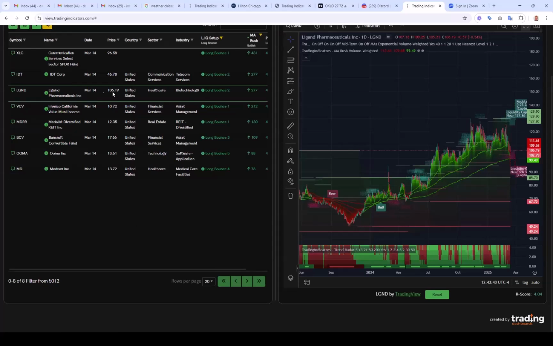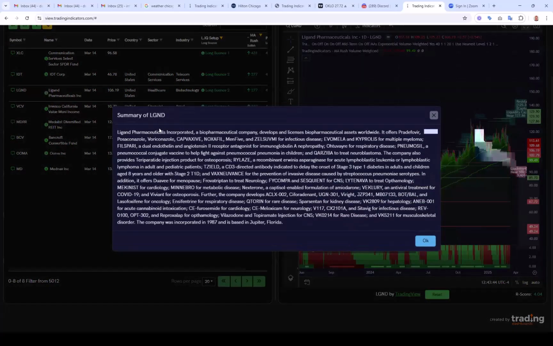And if I want additional information, I click on this info box here and I can see this one develops and licenses biopharmaceutical assets worldwide. Yeah, and you can see which drugs this stock actually manufactures. This company is quite interesting. All right, and based in Jupiter, Florida. Interesting. All right, so this is all possible now with the latest version of our dashboard.